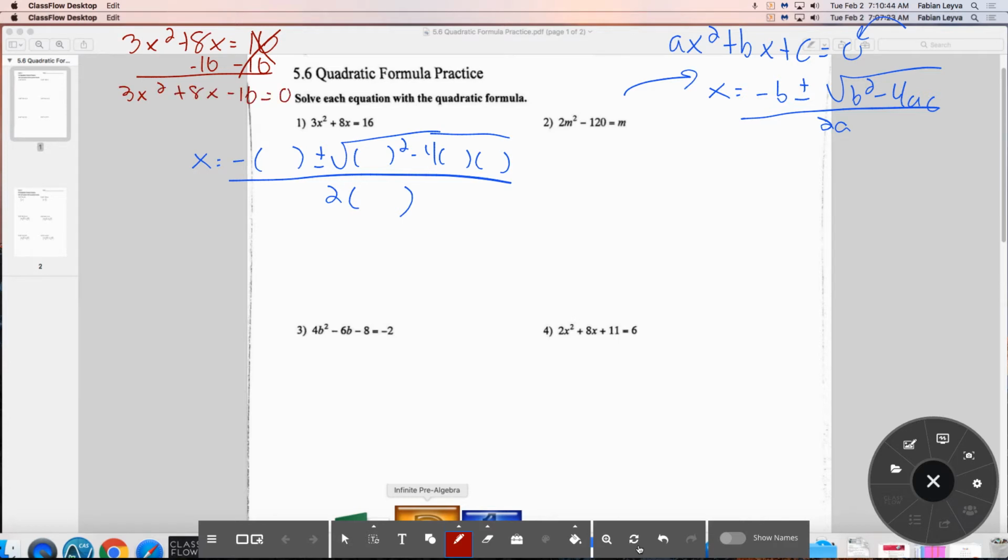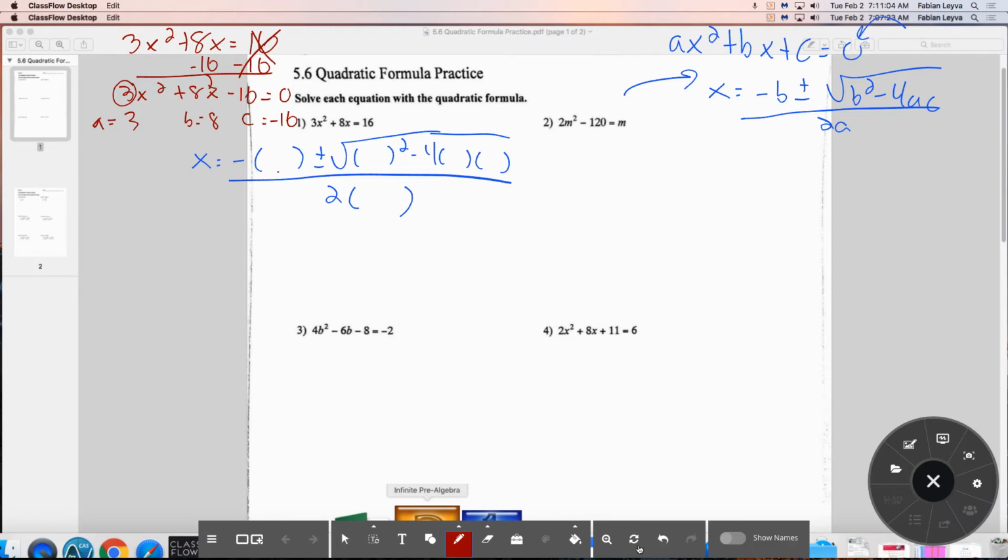Now that it's equal to 0, I can easily identify my a, my b, and my c. Remember that your a is always in front of the x squared, so in this situation it would be 3. Your b is always in front of the x term, and then your c is negative 16. So now that you have your a, b, and c, you got your signs correct, or I do, I can go ahead and plug away.